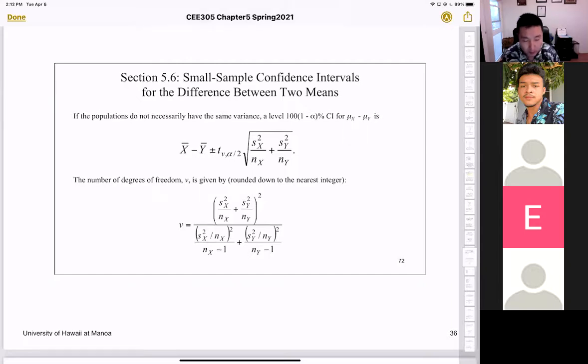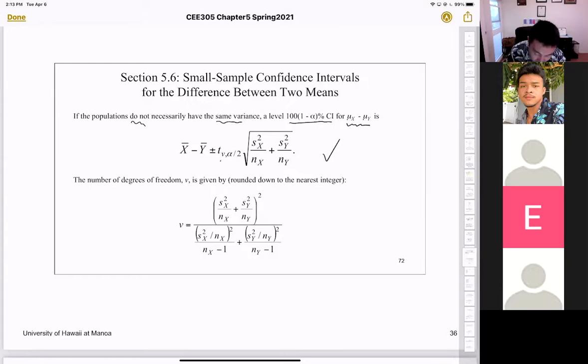Depending on whether these two populations have the same variance or not. So if the two populations do not have the same variance, we should use the equation here. For 100 times 1 minus alpha percent CI for the difference between the two means, we use this equation. As you can imagine, we use student's t value. For t value, we have two parameters: degree of freedom and, depending on the confidence interval, the half alpha.